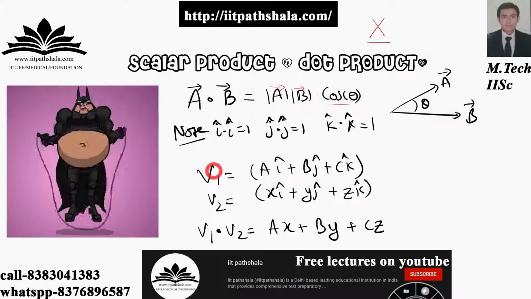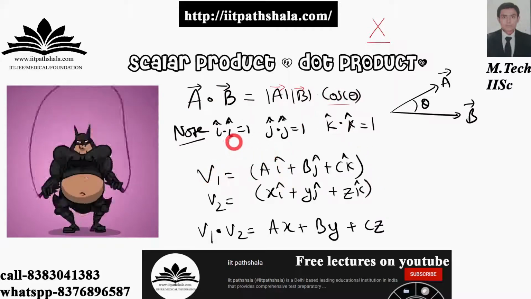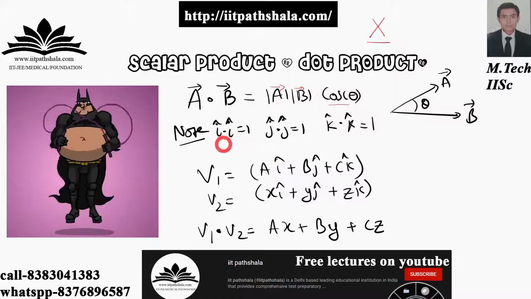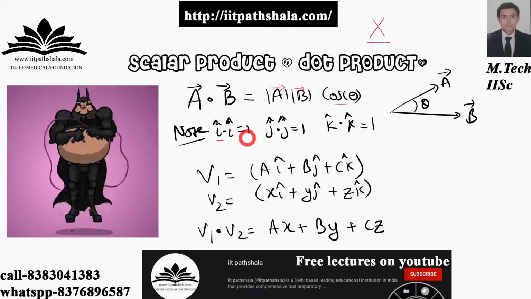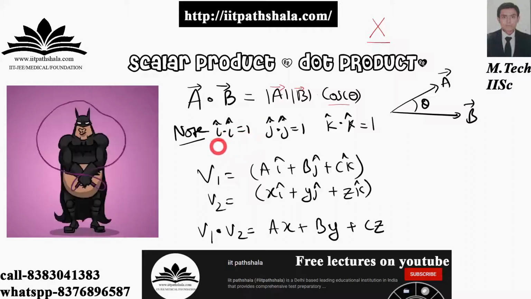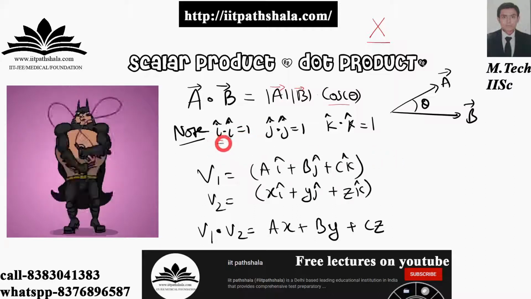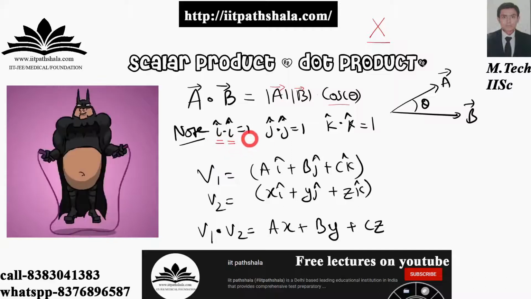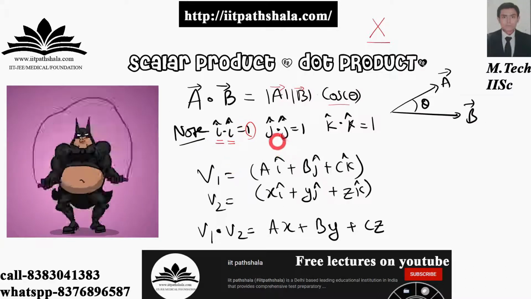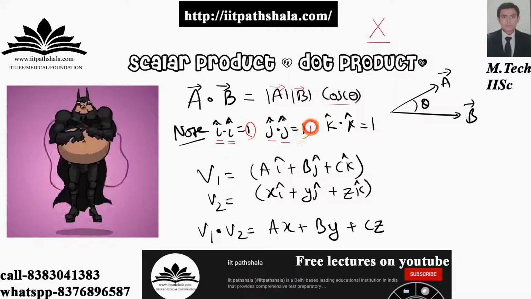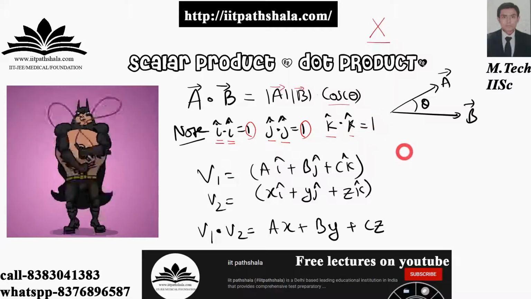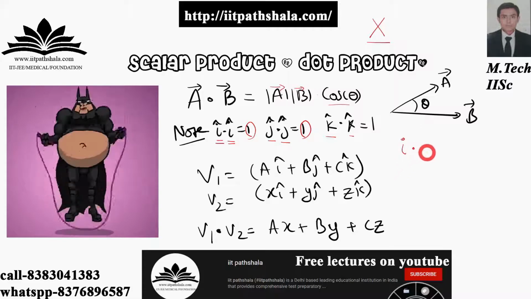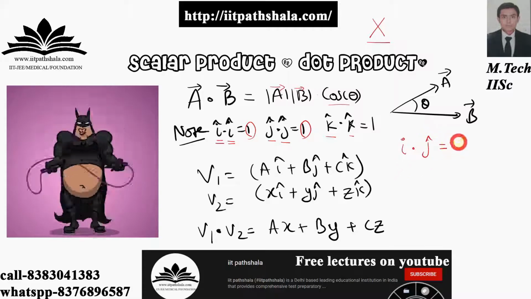Now let me tell you that if you are dot producting any kind of unit vector, like i cap, then you'll be having a 1 in return. For example, if you are dot producting i cap with i cap only, then you'll have an answer of 1. j cap dot product with j cap will give you a 1. k cap dot product with k cap will give you a 1. But i cap dot producted with j cap will give you a 0.